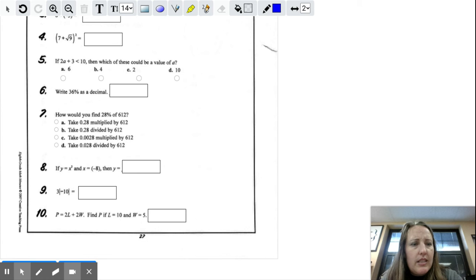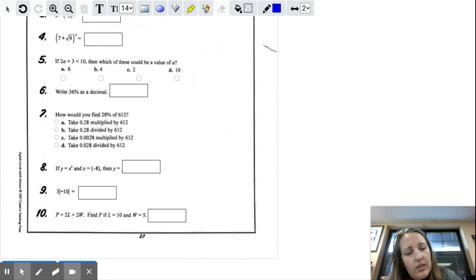Usually that's the W. Usually the shorter side is the W and the longer side is the L. So if I want to find the perimeter, that's the distance all the way around a rectangle, I'm going to add two of the lengths and two of the widths all together, right? So it's just a fancy way of saying that.